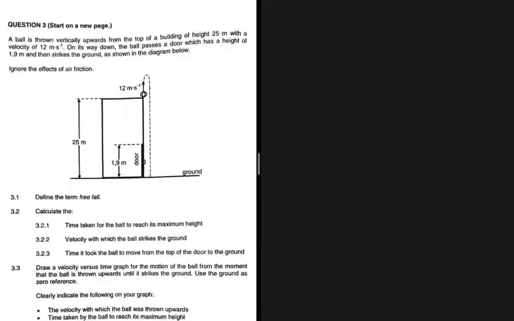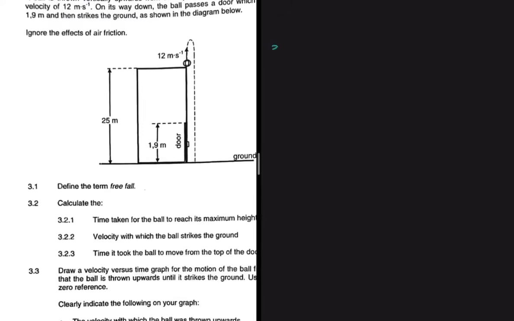A ball is thrown vertically upwards from the top of a building of height 25 meters with a velocity of 12 meters per second. On its way down, the ball passes a door which has a height of 1.9 meters and then strikes the ground as shown in the diagram below. And just like we always do, we can ignore the effects of friction, right? So the first question here is 3.1, which is saying that let's define the term free fall, right? I'm just gonna leave that for you.